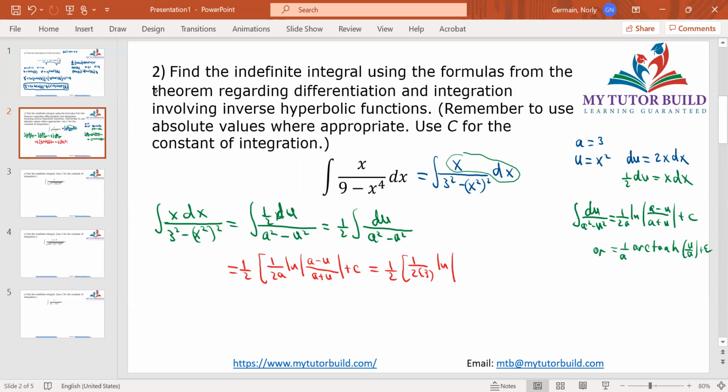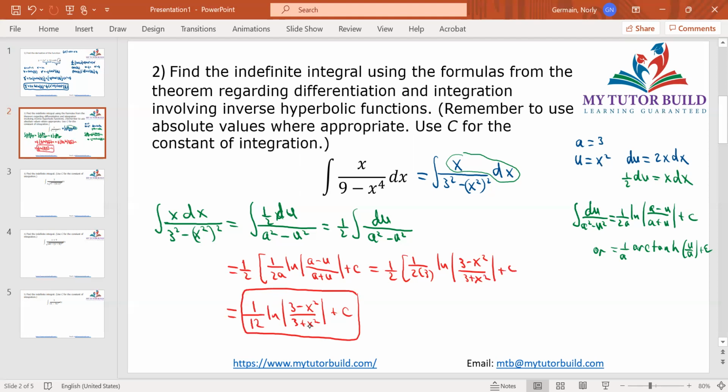Ln, now we know what a is: 3 minus x squared over 3 plus x squared plus c. When we multiply and also distribute the 1/2, it's going to give us 1 over 2 times 3 is 6, 6 times 2 is 12. Ln of (3 minus x squared) over (3 plus x squared) plus c. This is the final answer.